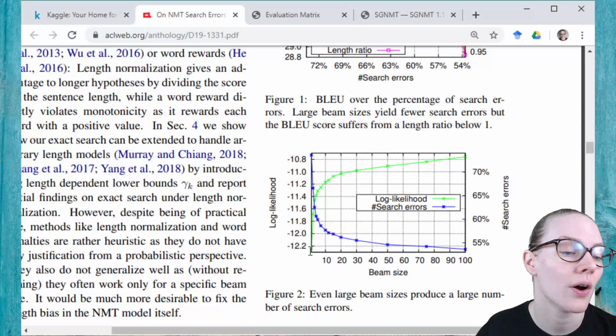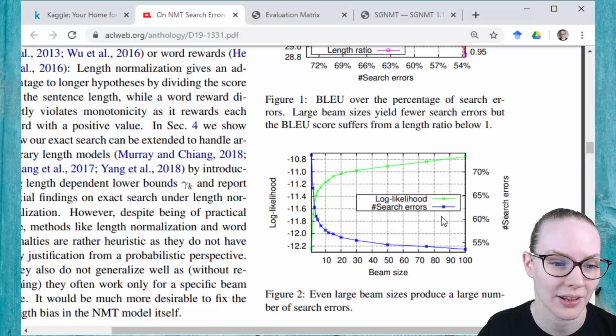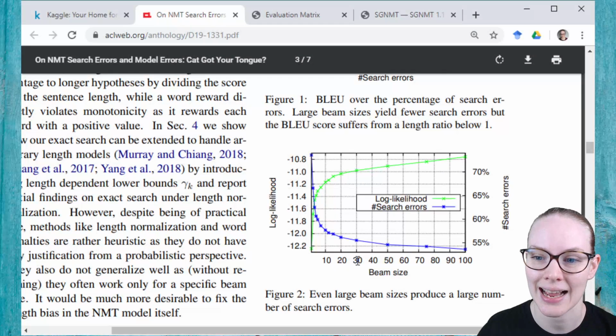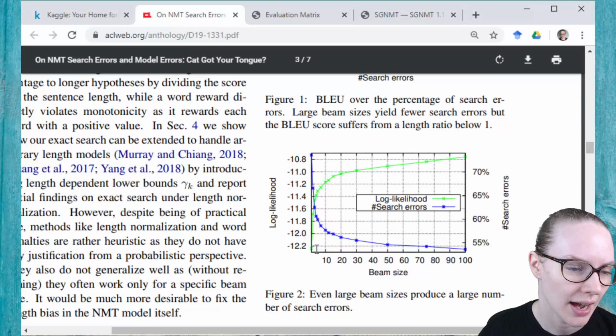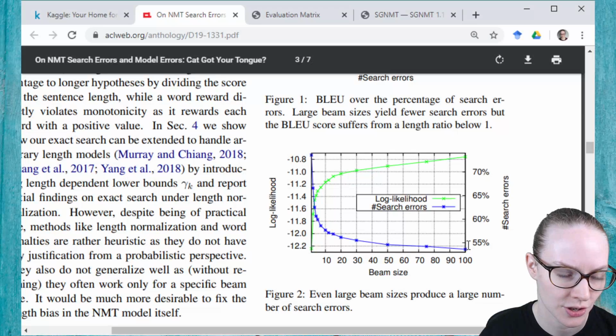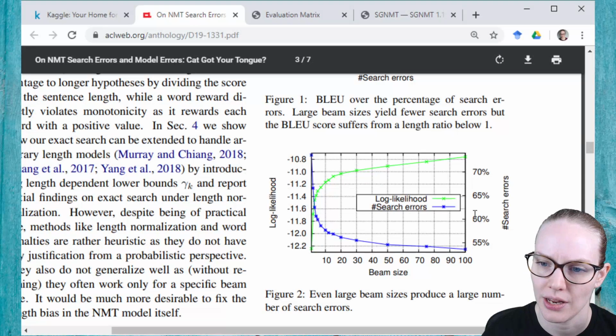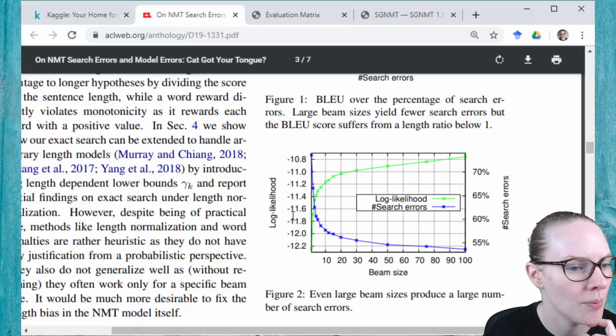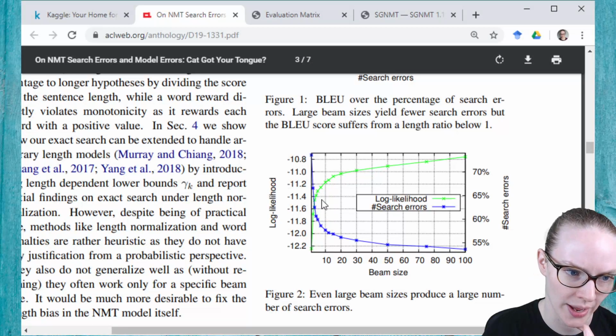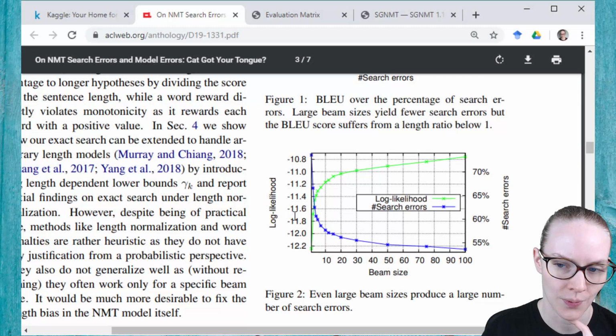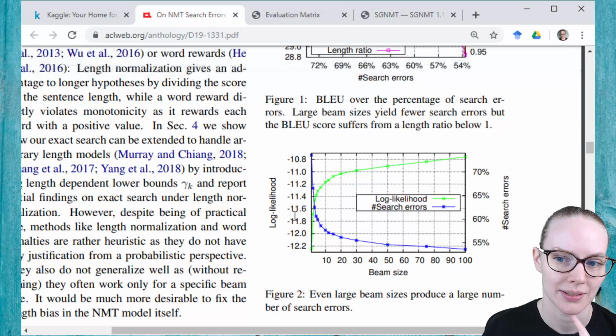Okay, so this axis is log likelihood. This axis is search errors. Okay, gotcha. So large beams still produce a lot of search errors. I think that would be a little bit clearer here if the axis was from 0 to 100. But you do see the log likelihood going down, which means it gets better because a lower log likelihood is better.